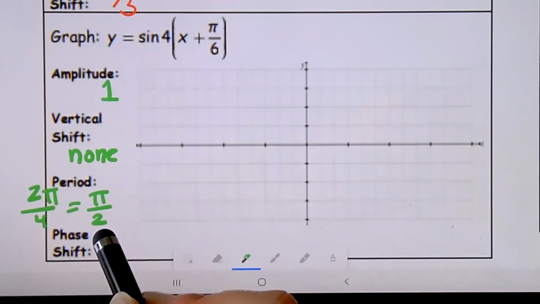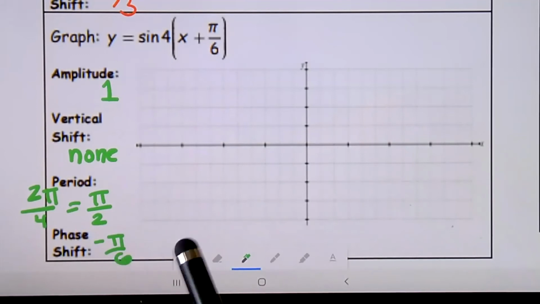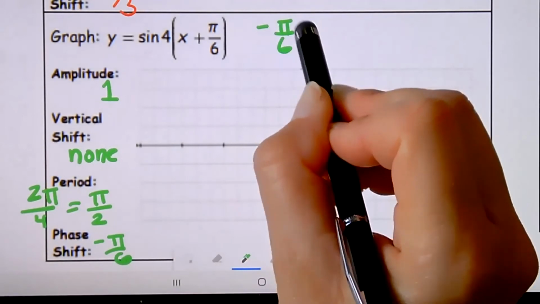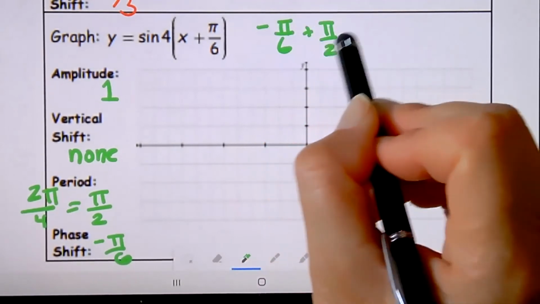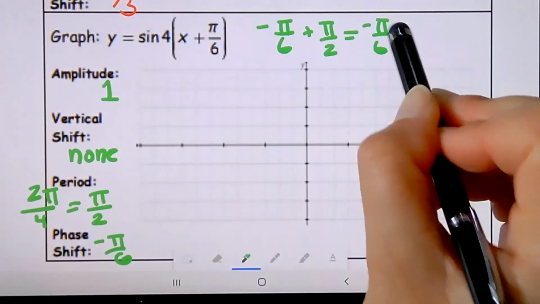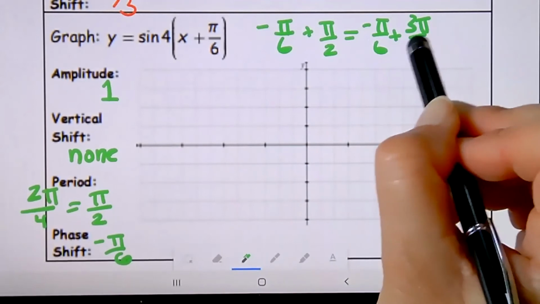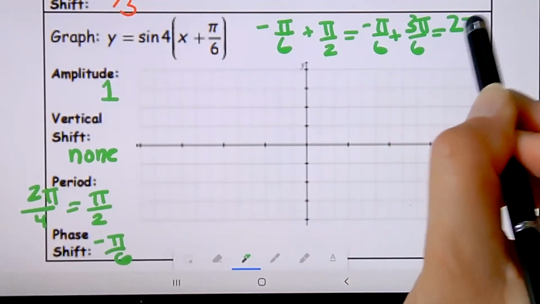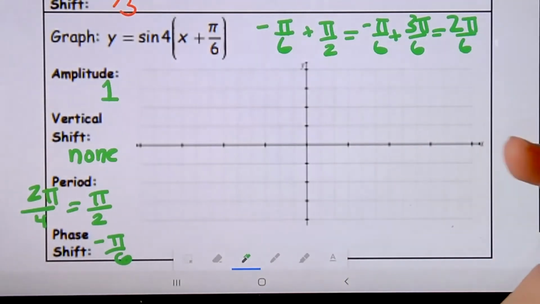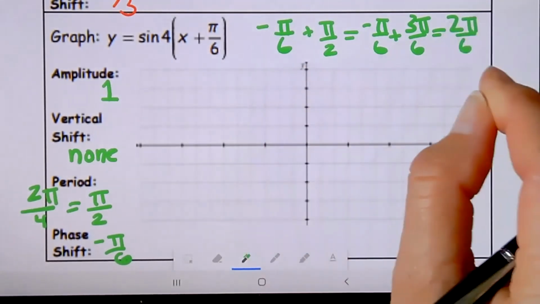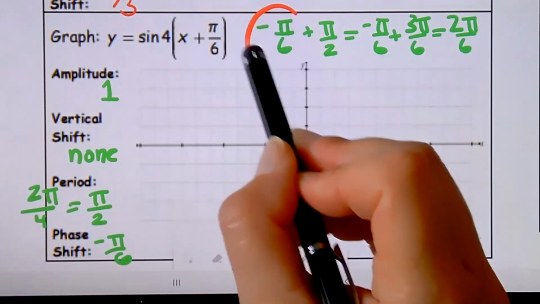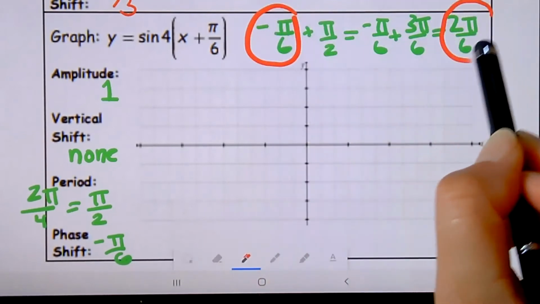And my phase shift, I'm going to be starting at negative pi 6. So let me just do the math up here. So I'm going to be starting at negative pi 6. I'm going to be adding pi halves. And so let me just change this. This is going to be a negative pi 6. This is going to be 3 pi 6. So I'm going to end at 2 pi 6 or pi thirds, but let me just count it as 6 so that way I can kind of just space it out. So I'm going to be starting at negative pi 6 and I'm going to be ending at 2 pi 6.